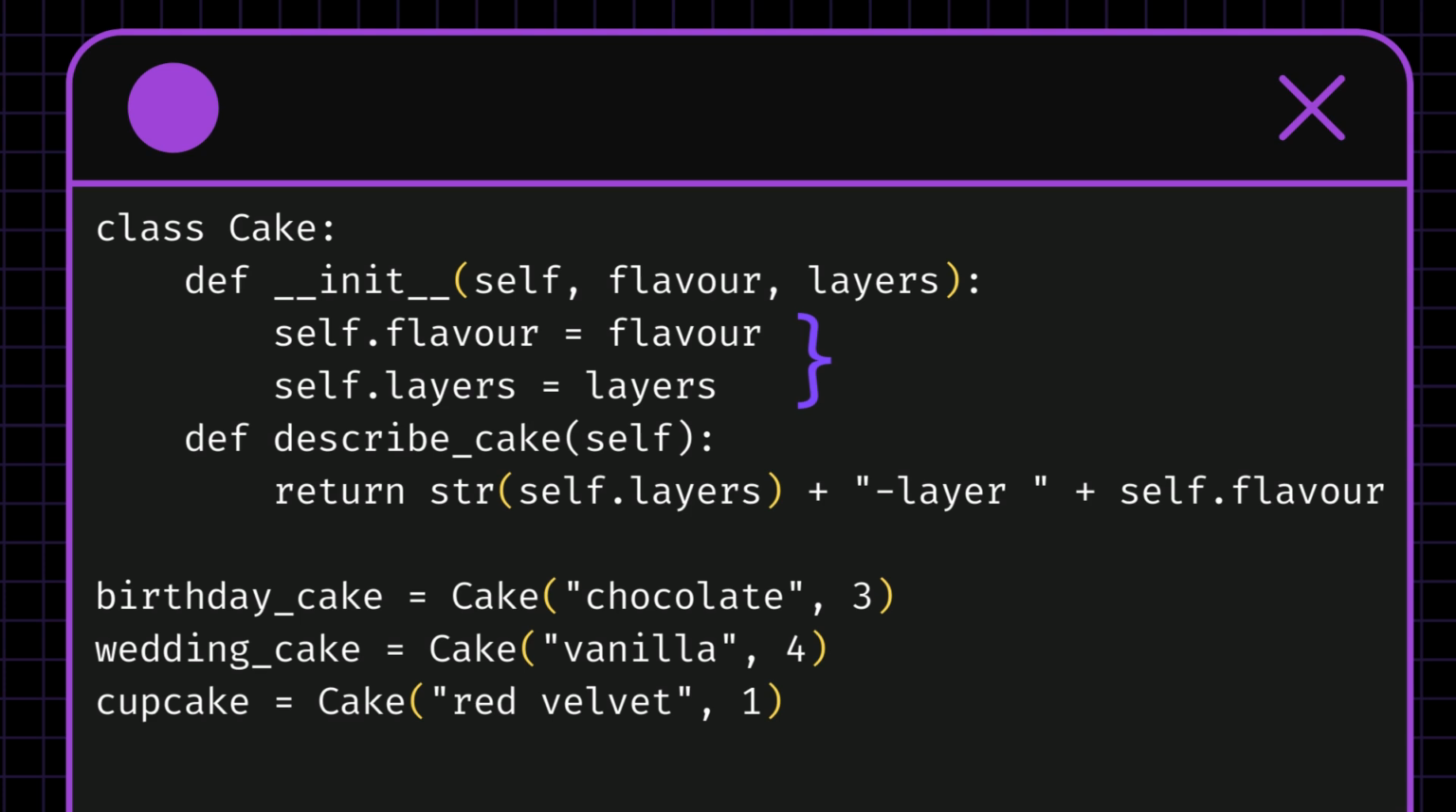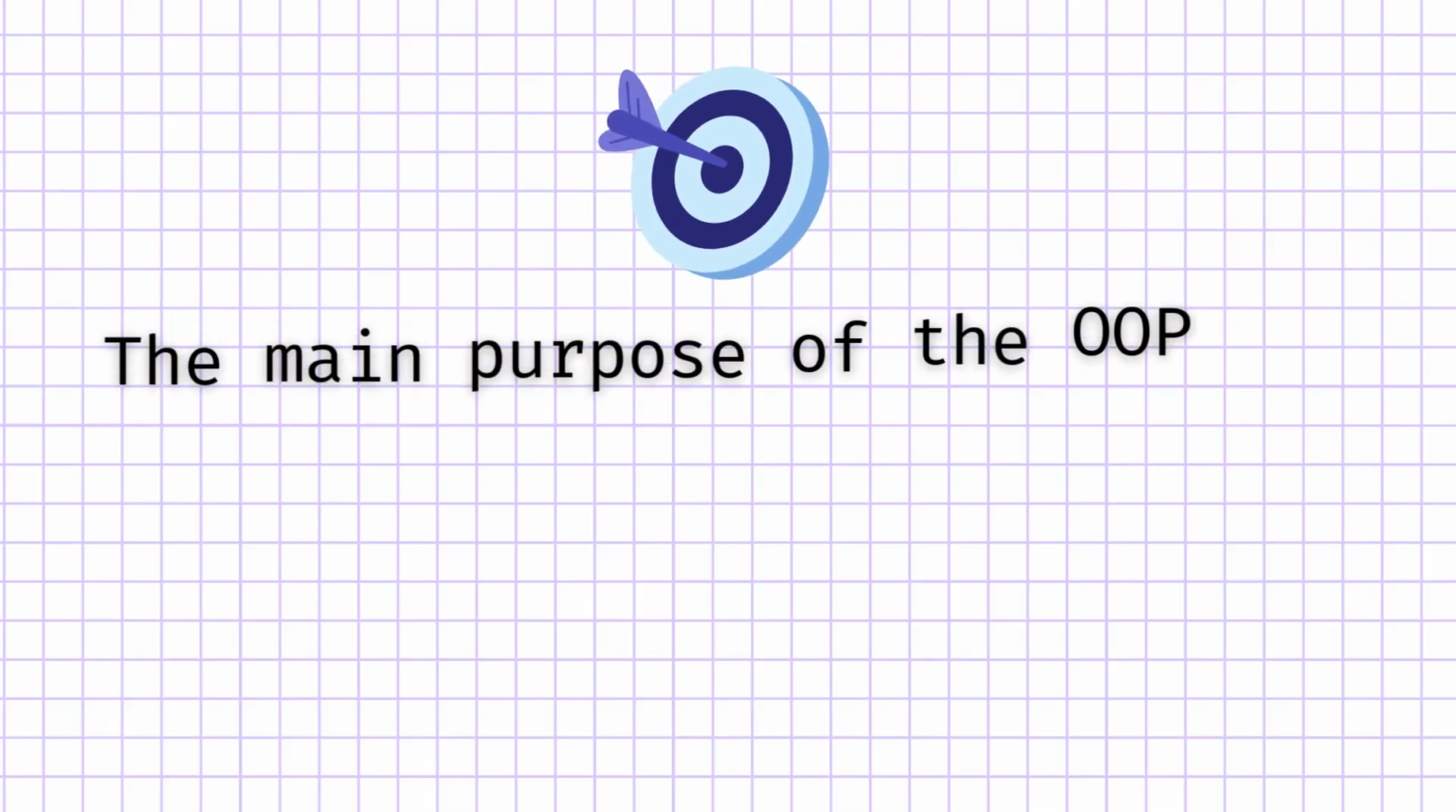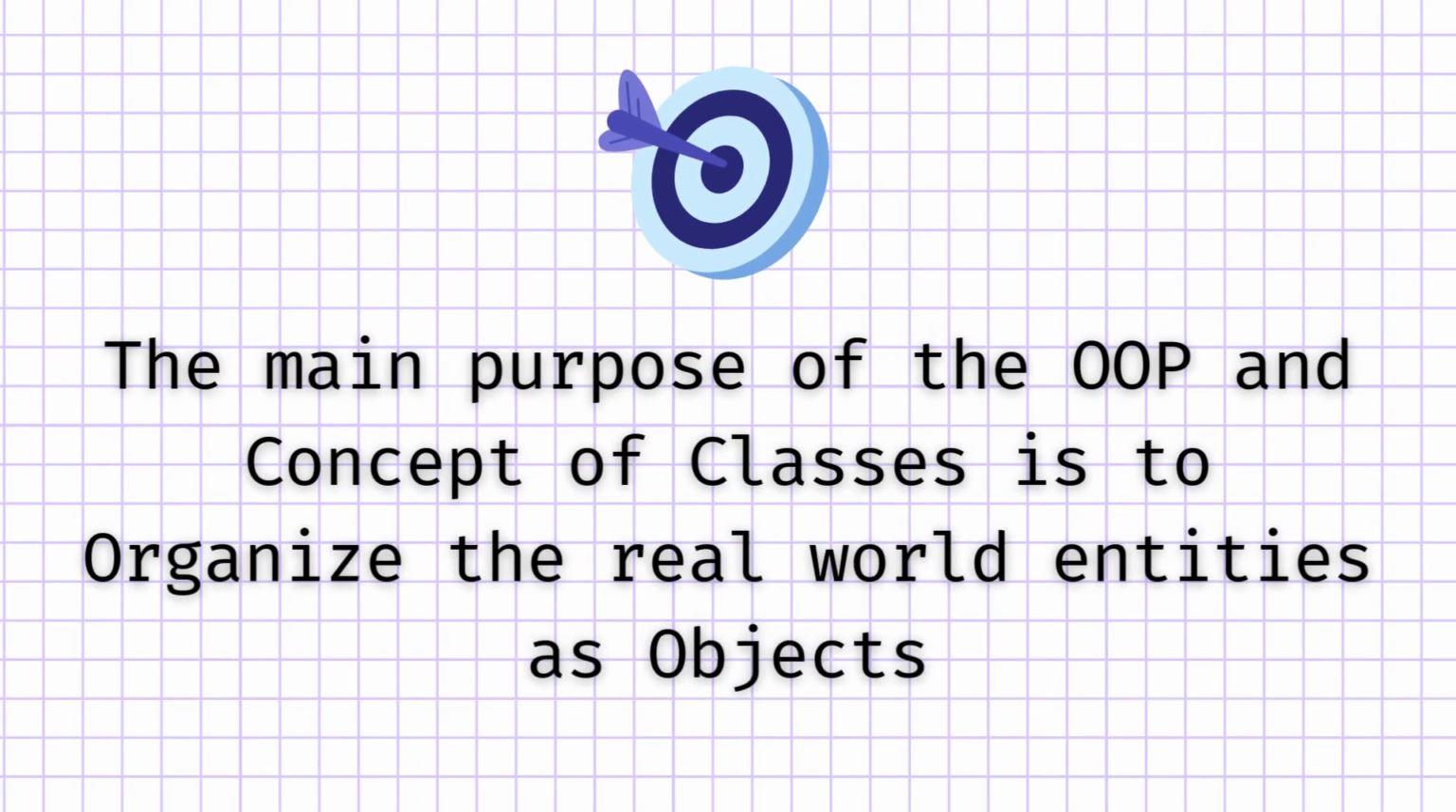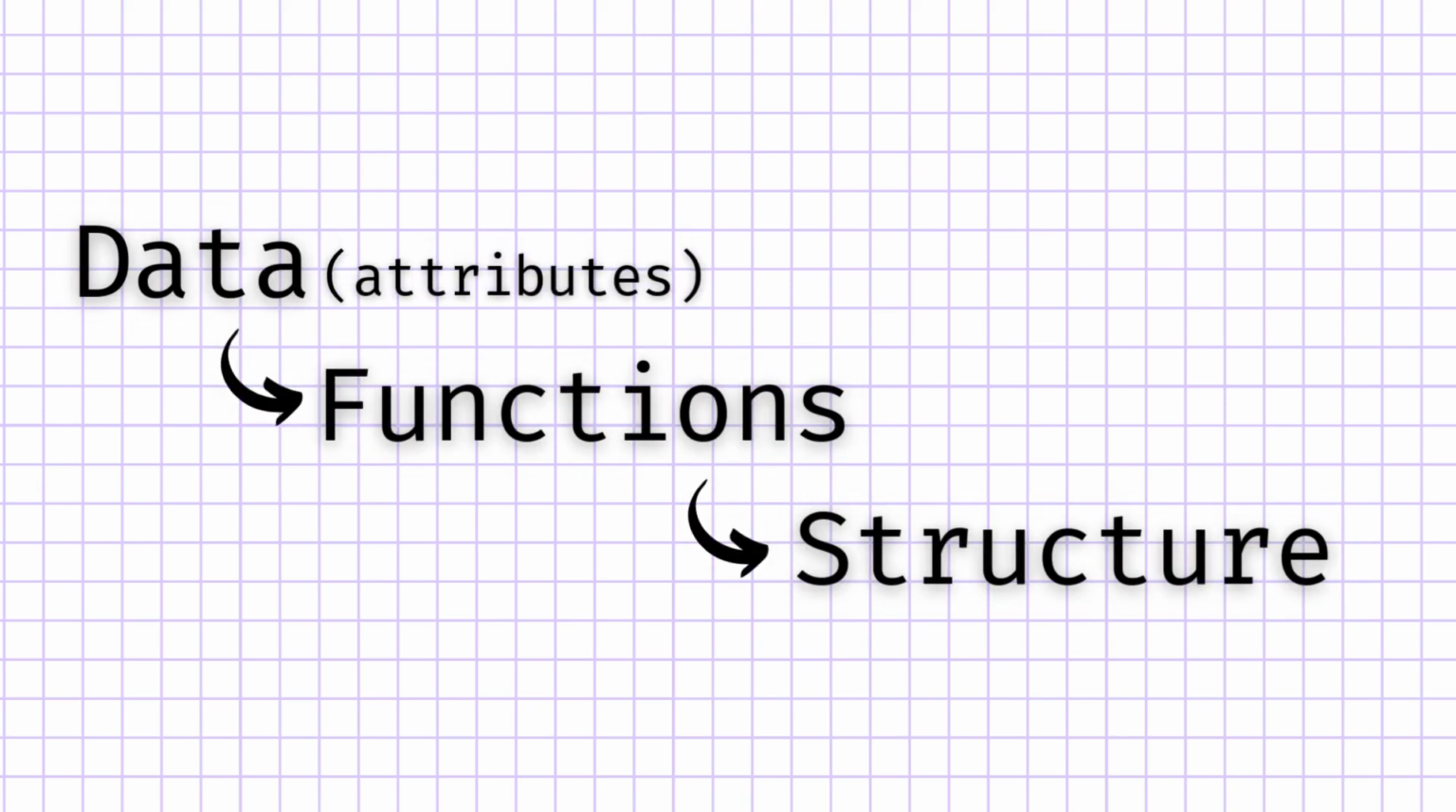And as we create the objects with the class name and arguments, the values will be initialized in the class. The main purpose of object oriented programming and the concept of classes is to organize the code by representing real world entities as objects, which combine data, which are attributes, and the actions that can be performed on the data into a single unit called a class.